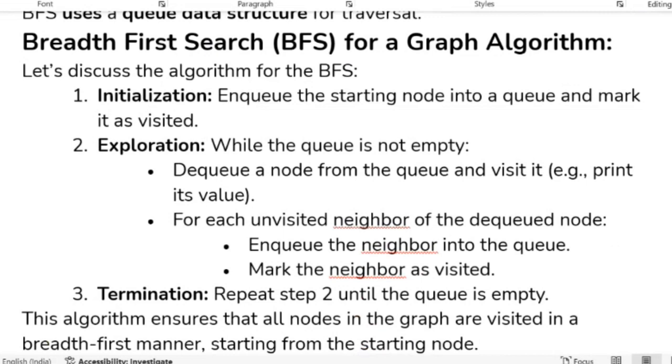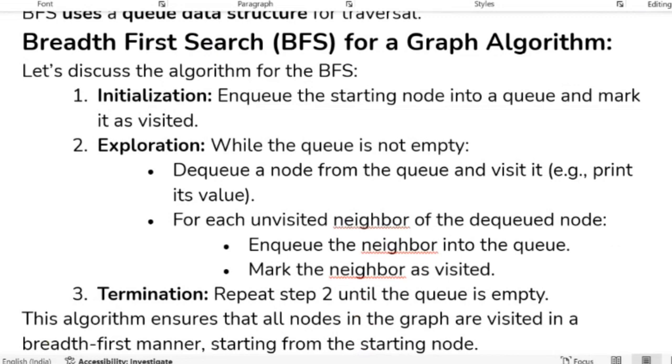The second step is called exploration. If the queue is not empty, we dequeue a node from the queue and visit it. That means we print that node on the screen when implementing it. And we mark that node as visited, or insert that node into an array, which we call the visited nodes.